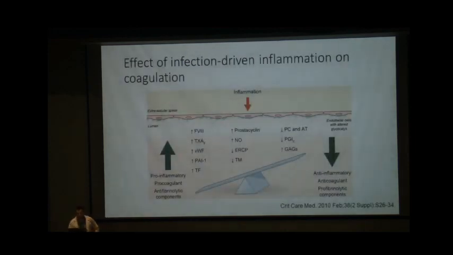Whenever there is inflammation or infection, it predisposes to a pro-inflammatory, procoagulant, and antifibrinolytic state, via an increase in factor VIII, thromboxane A2, von Willebrand factor, tissue plasminogen activator inhibitor, and tissue factor. And there is a decrease in prostacyclin and an increase in glycosaminoglycans, which basically tilts towards the pro-inflammatory state.